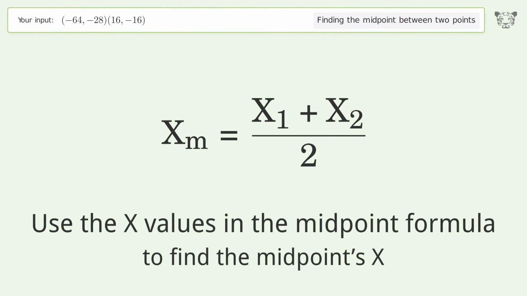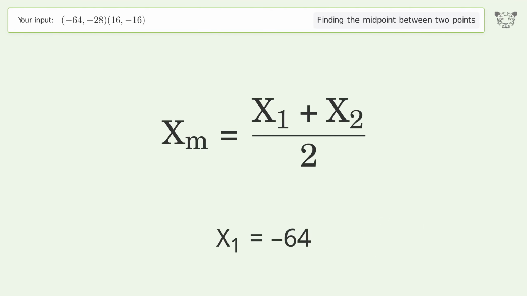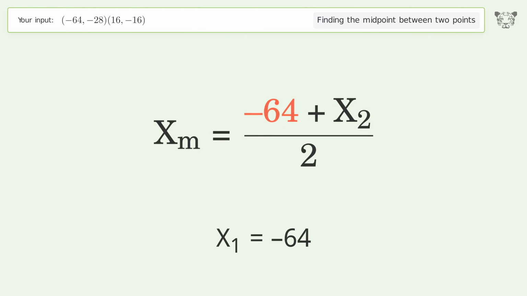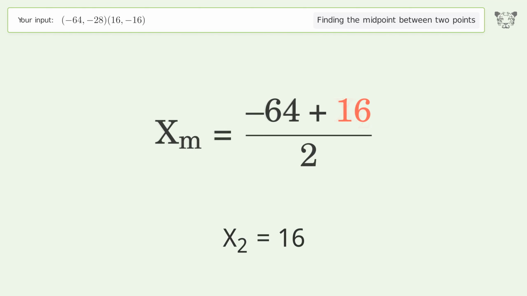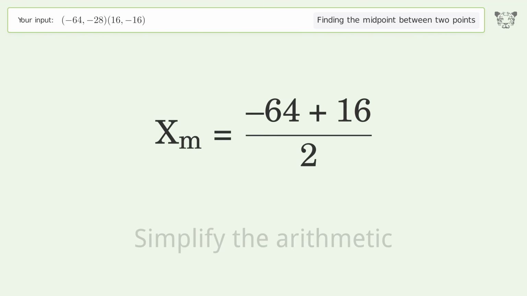Use the x values in the midpoint formula to find the midpoint's x. x1 equals -64. x2 equals 16. Simplify the arithmetic.